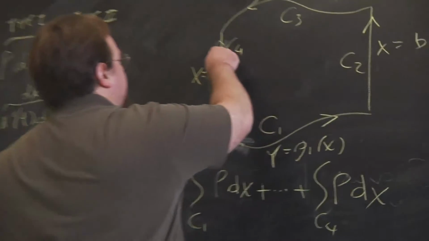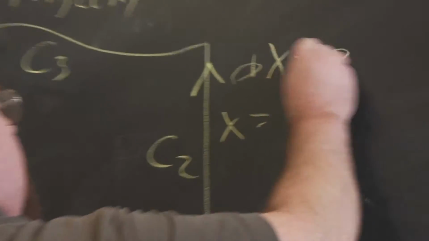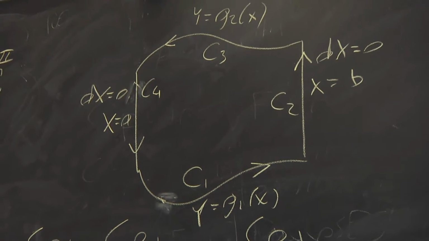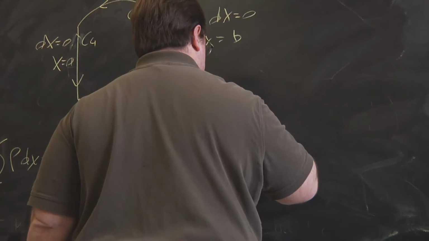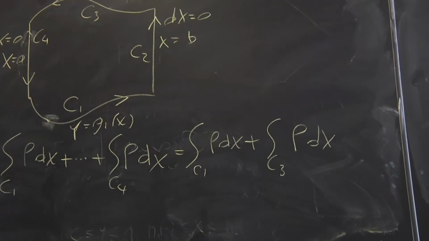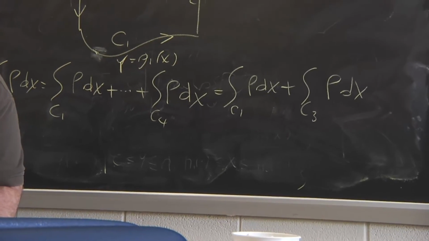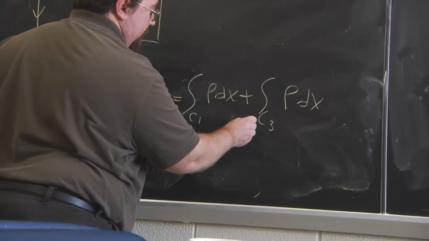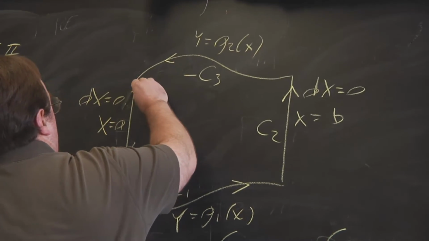So in this case, dx is equal to 0 on this piece and this piece, because your function x of t, to parameterize that vertical line segment, x prime of t is going to be 0. So we only need to consider the integral over C1 and over C3. Actually, for consistency with the notes in the book, I'm going to make this minus C3 for this one and C4. Not that we need it anymore.